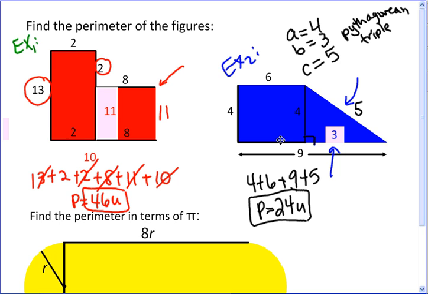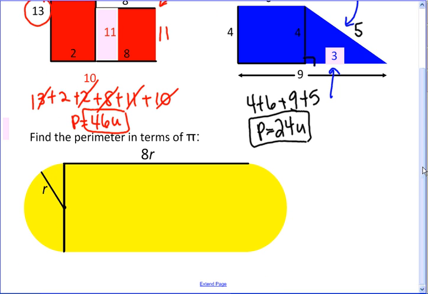Okay, let's look at a figure that's a little bit more complex. Here we need to find the perimeter in terms of pi, for example number 3. Well, what is this figure made up of? It's made up of a rectangle and a circle that's split in half. If you look at this, r, the radius of the circle is given to you, and then the length of the rectangle is 8 times r.